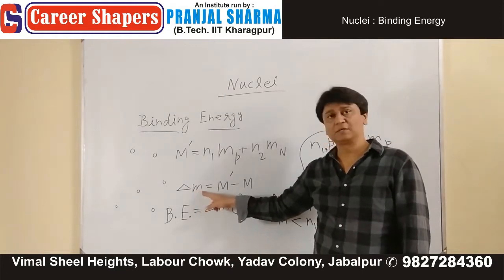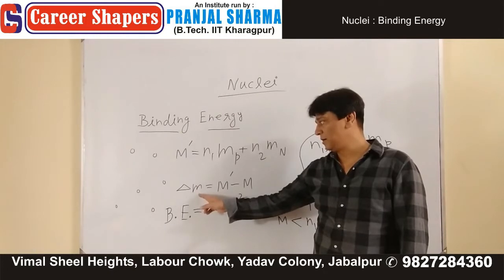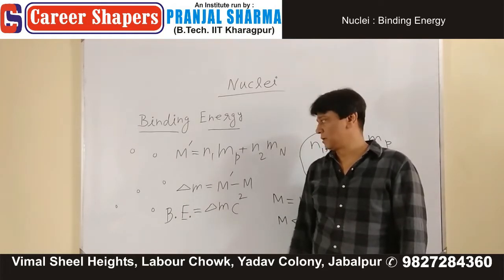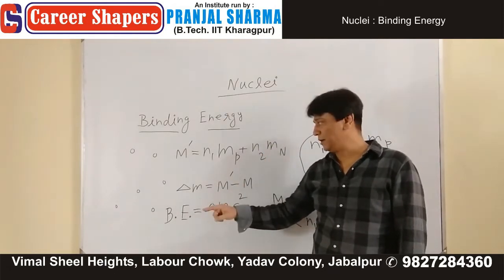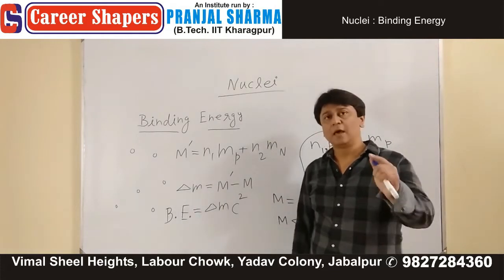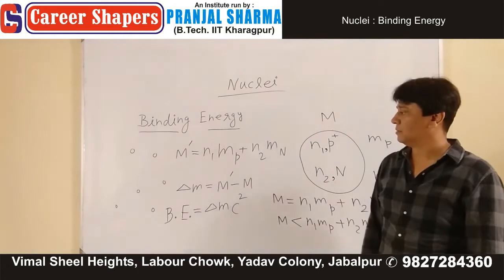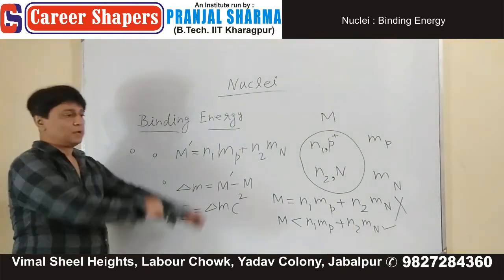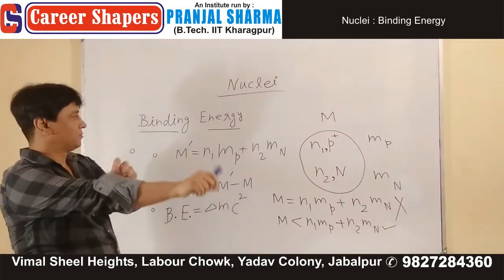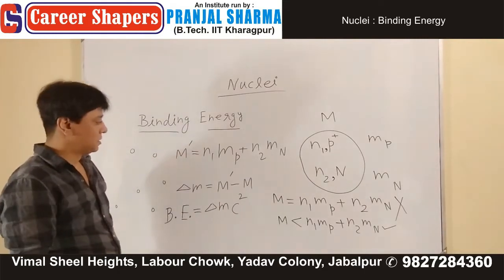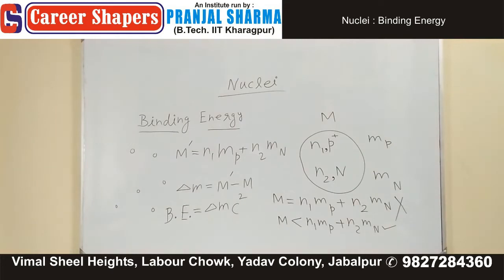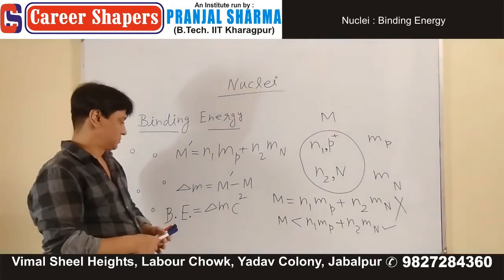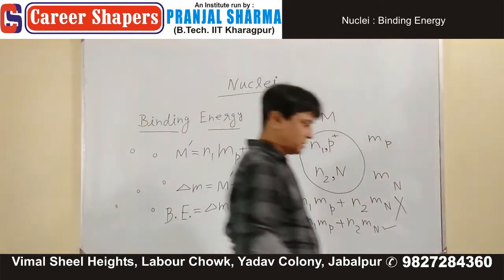Delta M is called mass defect. Energy equivalent of delta M is delta M C square, which is called binding energy of the nucleus. Write down the whole concept also just for your understanding.